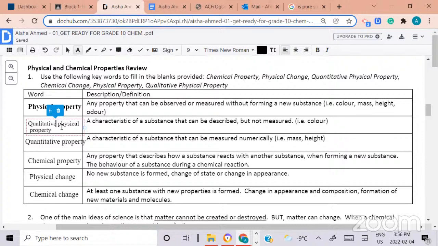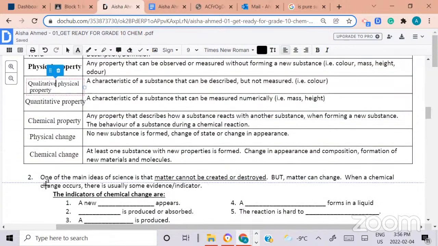Okay, now chemical property is where it says forming a new substance. When you hear forming a new substance, it's how a substance reacts with another substance. Even in the description, they said the behavior of a substance during a chemical reaction. So that is a chemical property. We're altering the atoms and the actual composition of it, so it's chemical.